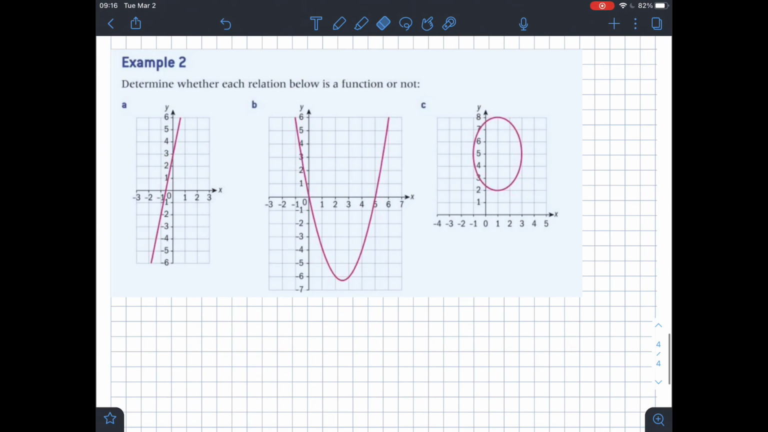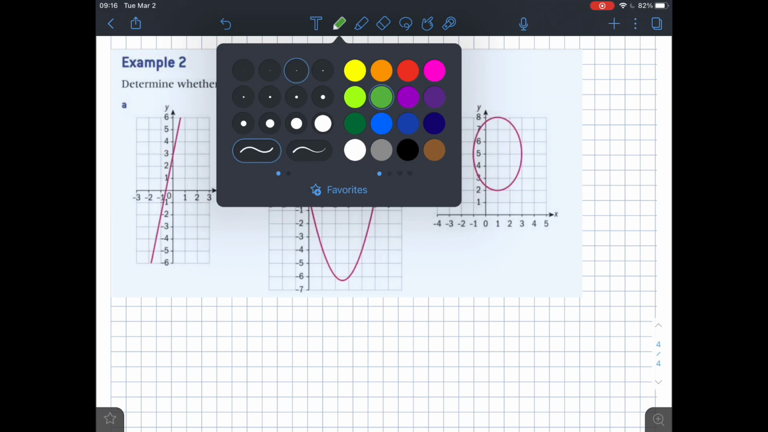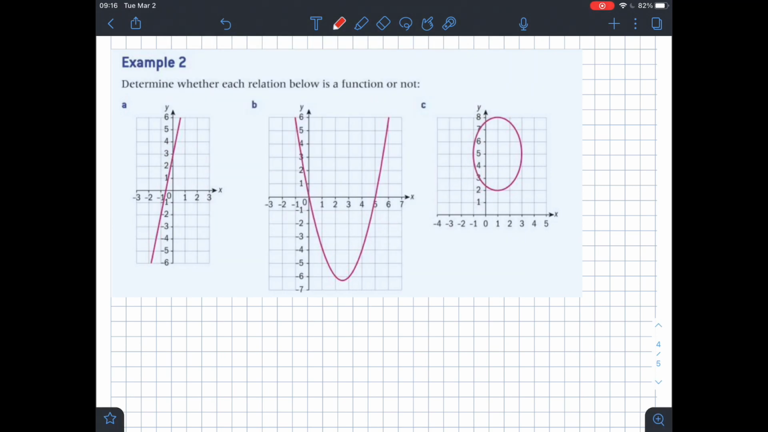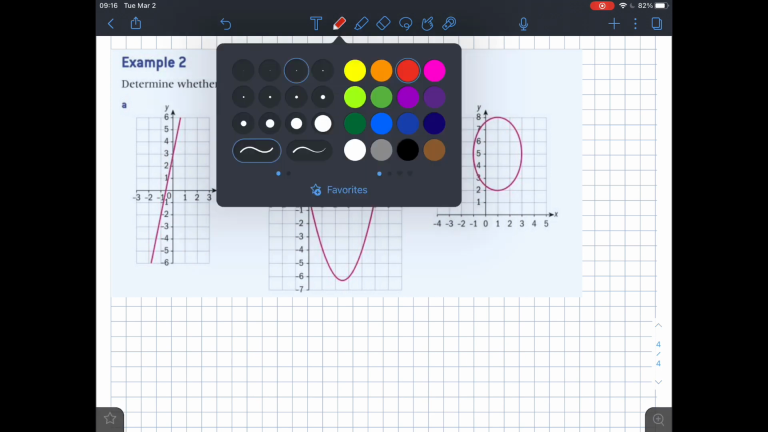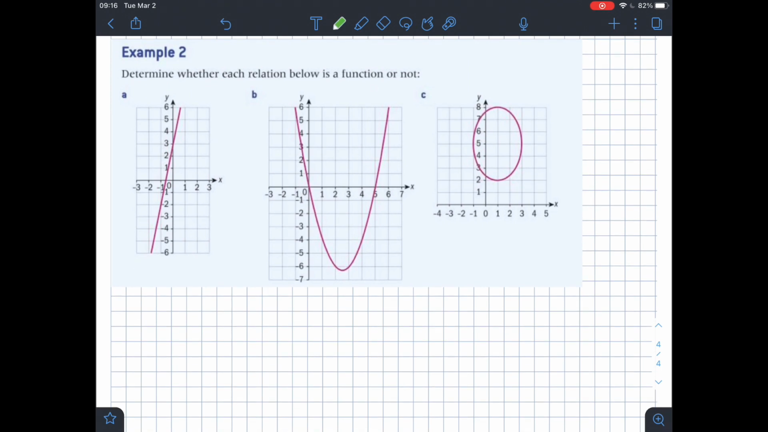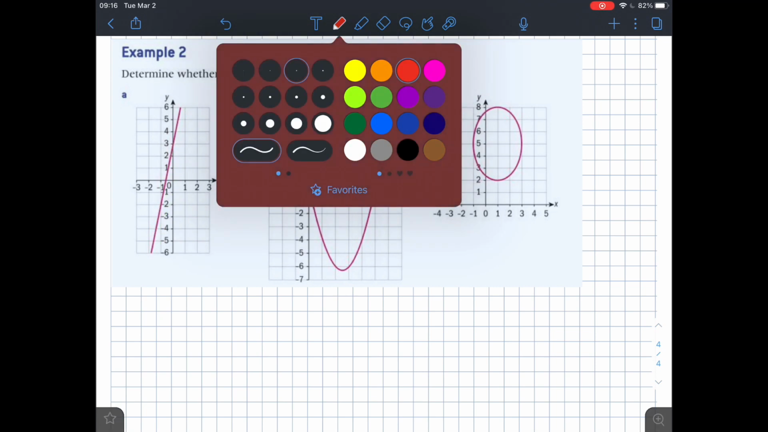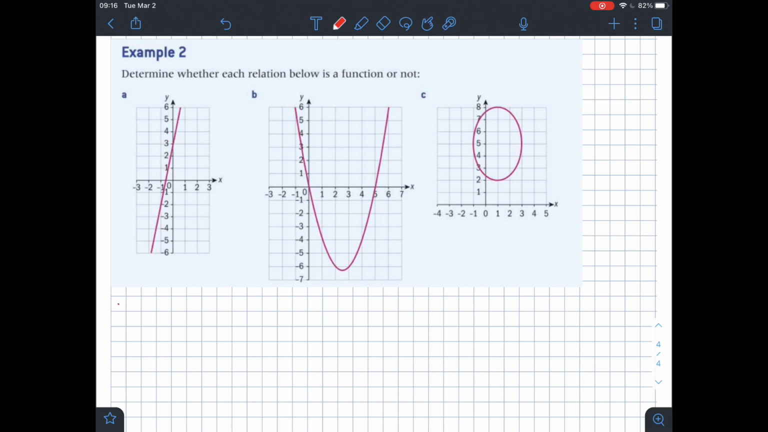So let's do this example quickly to finish this tutorial video. It says, determine whether each relation below is a function or not. So if we look at A, we see that for any vertical line that we trace, we're always cutting the graph in only one point. This is the equation of a straight line, so this is definitely a function, right? So for part A, we're going to say function. We could trace one vertical line just to prove our point, right? Only one point of intersection right there.